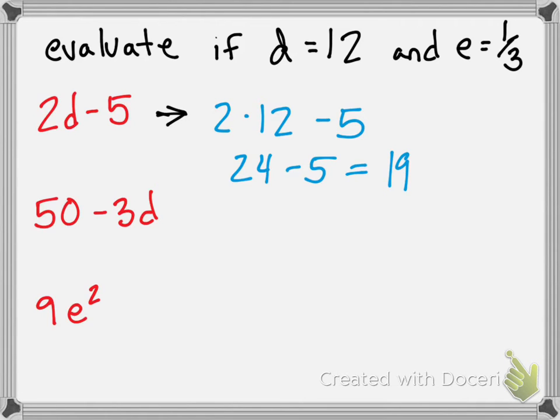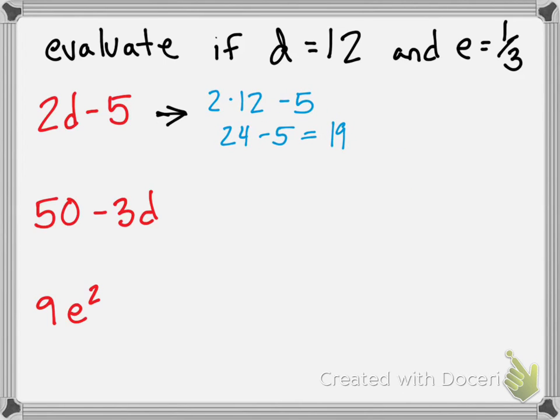Amelia, what about number 2? Tell me what you did. Okay, what I did for number 2 is, I put the 3D in front because it's easier to do. You multiply 3 times 12, which you get 36. And then you have to subtract that from 50.